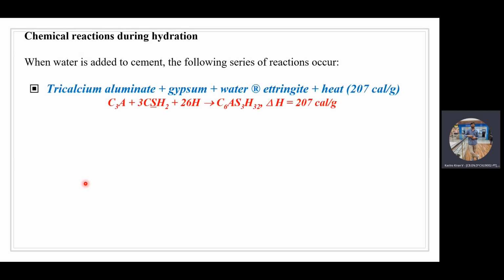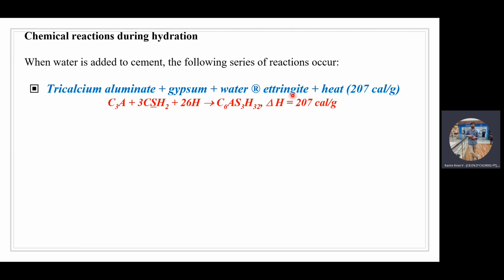First, the tricalcium aluminate reacts with the gypsum. As I was telling, C3A reacts with the gypsum in the presence of water, and then it is going to give a product which is called ettringite. Here R represents a reaction. So C3A, when reacted with the gypsum along with the water, gives a product called ettringite. Ettringite will be available in the form of needle-like structures, as I have just shown you.